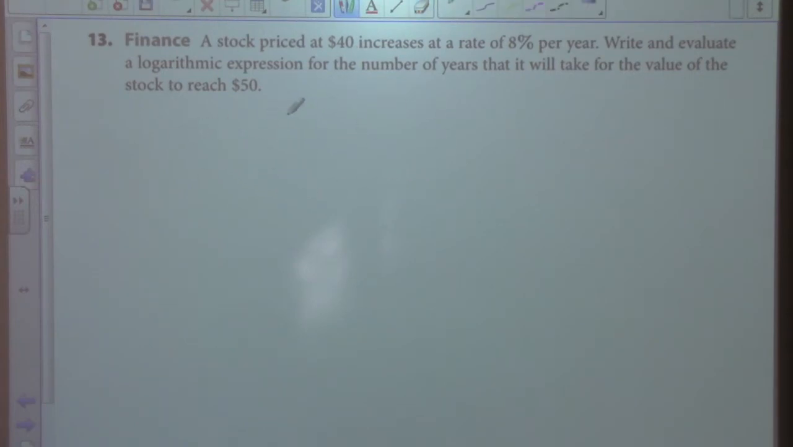Do you remember we had A of T equals P sub 0 times 1 plus R to the power of T? You remember all that from chapter 13. So R would be 0.08, right? Now we know this is our starting price, this is our end price. So I'm going to put 50 is equal to P sub 0, which is 40, and then we have 1 plus R, and R is going to be equal to 0.08, and to the power of T, number of years, right? So we don't know that. We're trying to solve for T.